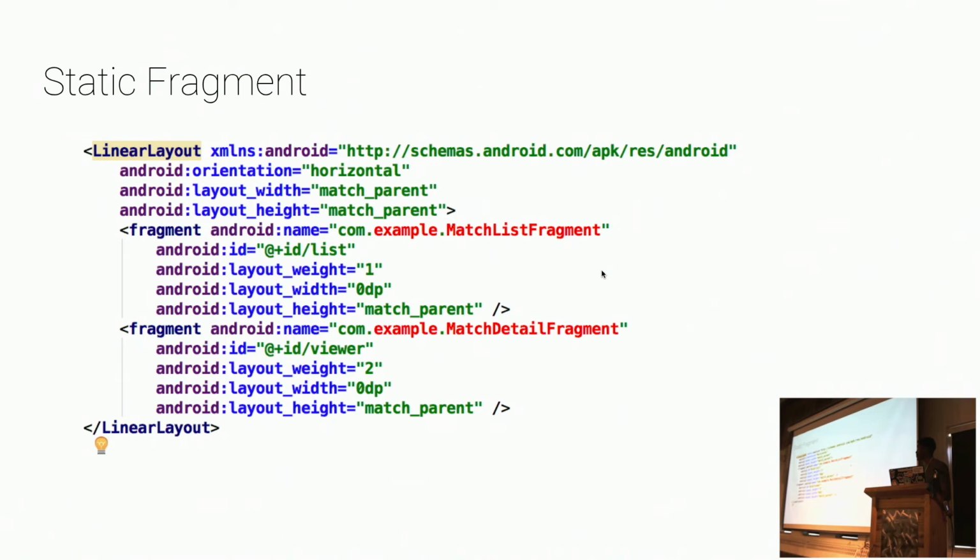So a static fragment. There's two ways to create a fragment. The first one is statically, and a lot of you will be familiar with this approach with XML. We can just define the fragment like it's a view and place it in our layout that the activity would then inflate. As you can see here, we have our horizontal layout. We have our list fragment on the left taking up the left side and the detail taking up the right.